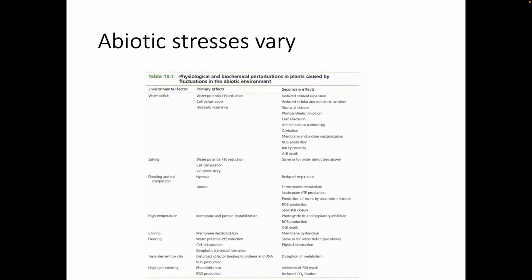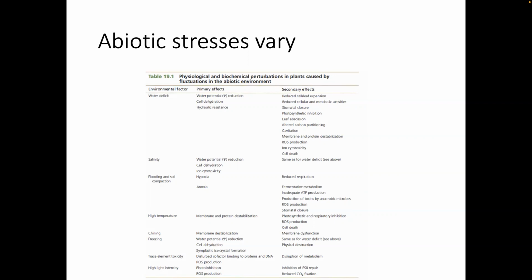Okay, these most common stresses are water deficit, salinity, flooding, and soil compaction. Maybe this is something you haven't heard. If you put too much water, the plant will die, and you will see why. Or if you compact the soil too much, then the plant will die again. This is why in Anatolia, soil compaction is a really big problem. The tractors pass through the soil and they compact the soil. Okay, and then high temperature, low temperature, even freezing.